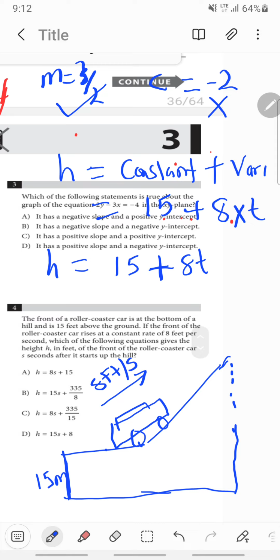So I will look for the option that is close to this. And if you look at it, this is the right option that we have here. Only that the t is replaced. The t in my own case is for time. The t is s in their case. So the right option for this is option A.